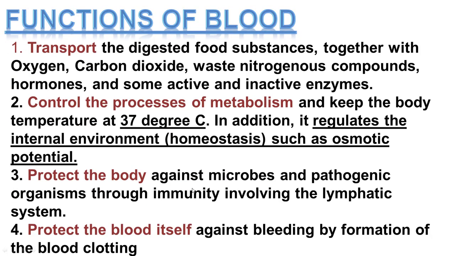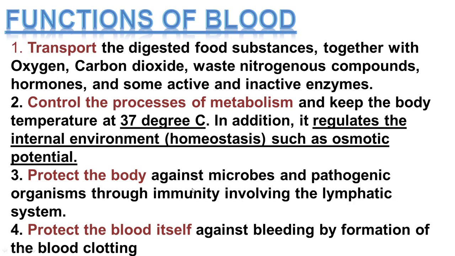Function of blood: number 1, transport. Number 2, control the process of metabolism. Number 3, protect the body. Number 1, transport digestive food substances together with oxygen and carbon dioxide, so it can transport gases, food, wastes, hormones, enzymes, and everything.